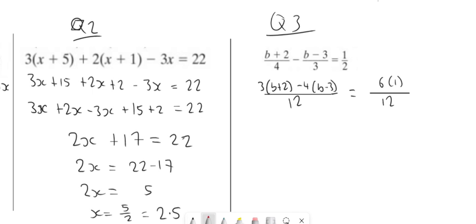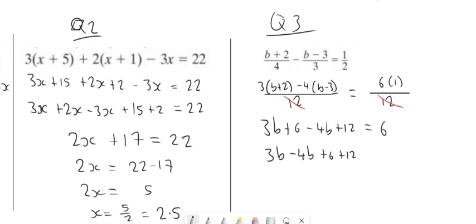Now again, I have the same number as the denominator on both sides. Therefore I can get rid of it. Then if I multiply into the brackets, 3b plus 6 minus 4b plus 12, because it's minus 4 multiplied by minus 3, watch out for the sign there, is equal to 6. Then if I put the b's together, 3b minus 4b plus 6 plus 12 is equal to 6. And 3b minus 4b is minus 1b, or minus b. 6 plus 12 is 18 and is equal to 6.